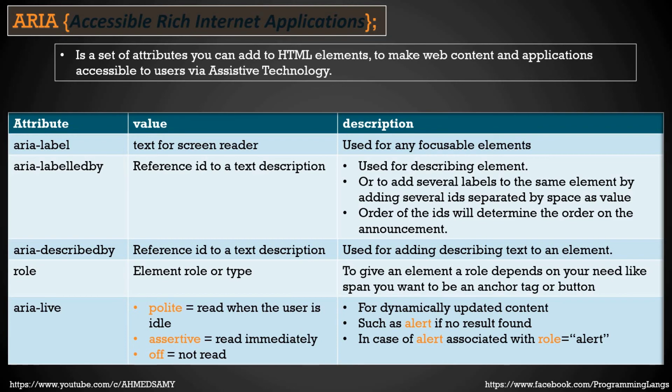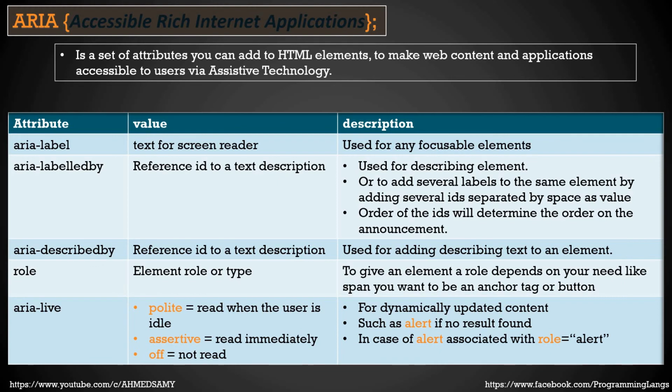Aria-describedby is usually used, for example, if you have an input field but you have more description. Say you have a username and you want to tell the user that the username should be their email address. You can make a descriptive text, then you use aria-describedby and give it the ID of this descriptive text. This way the user will get additional information when focusing, beside the aria-label already.